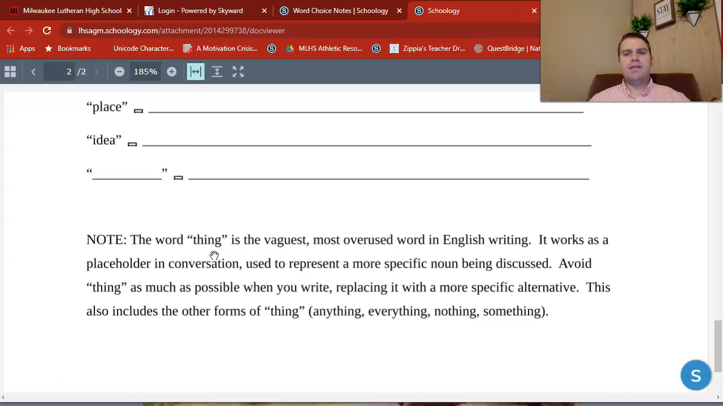The problem with thing is that it works as a placeholder in conversation. We always use the word thing to represent a more specific noun that's being discussed. It's a word that we use for the sake of ease. It might work in conversation. In writing, we always want to replace it with something more specific. In general, when you're writing essays, avoid thing as much as possible. Replace it with more specific alternatives. This would also include the other forms of thing, so the words like anything, everything, nothing, and something. There are times where you have to use those words, but as much as possible, you want to replace the forms of thing with more specific nouns, just for the sake of clarity in your writing.